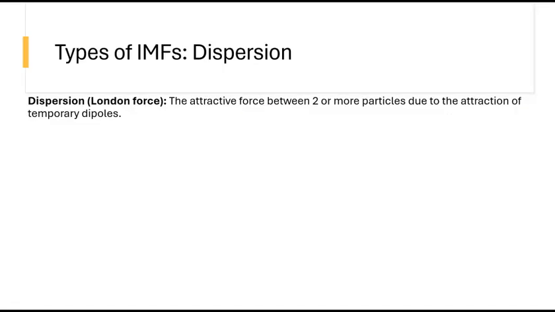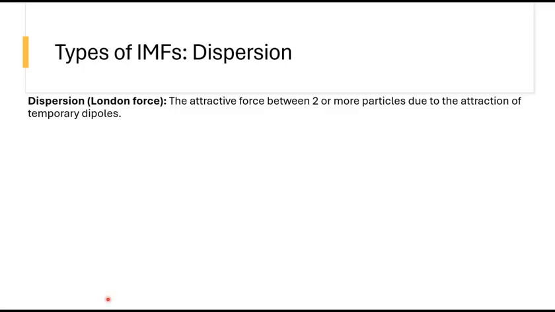Types of IMFs: dispersion. Dispersion is also known as a London force. This is the attractive force between 2 or more particles due to the attraction of temporary dipoles. Well, what causes a temporary dipole? These are caused by fluctuations in electron distribution within particles that result in an instantaneous dipole.